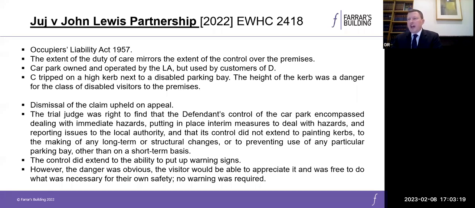So two points there. Aspect of control is qualified by the extent of the power you have as an occupier. So if you're fixed with occupancy status, it's not total, and warnings are not required for obvious risks.